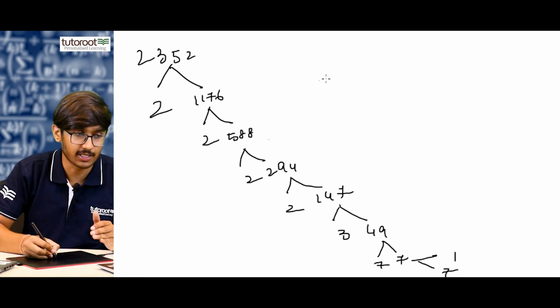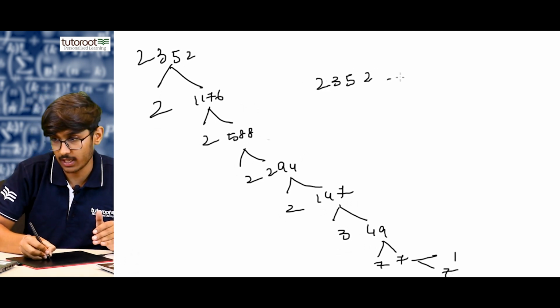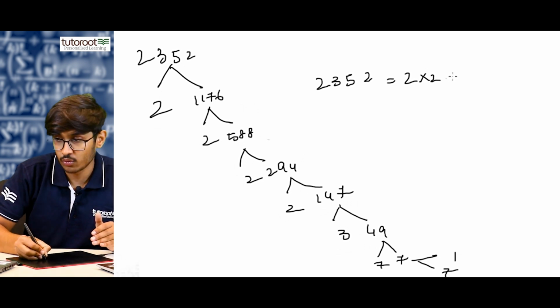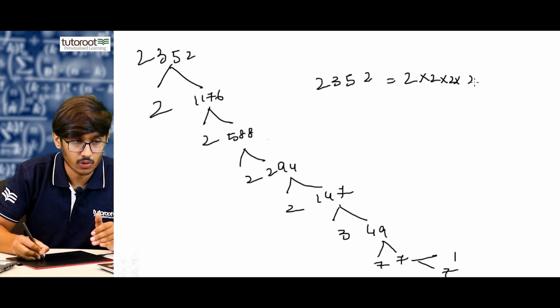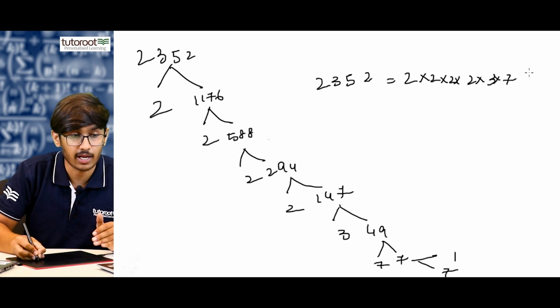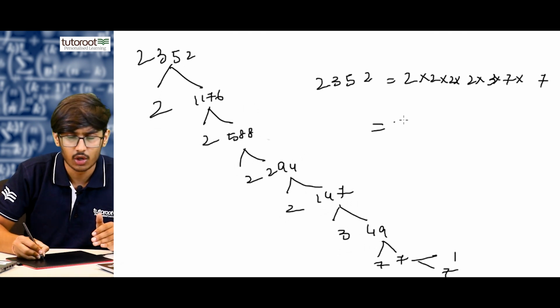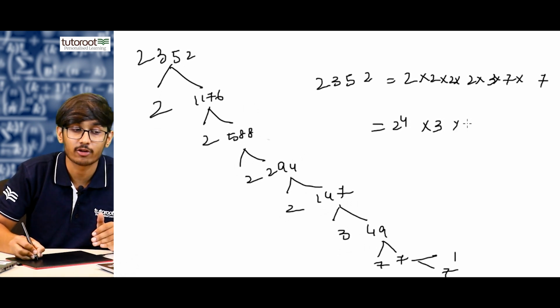The prime factorization of 2352 is 2 into 2 into 2 into 2 into 3 into 7 into 7, which is nothing but 2 power 4 into 3 into 7 square.